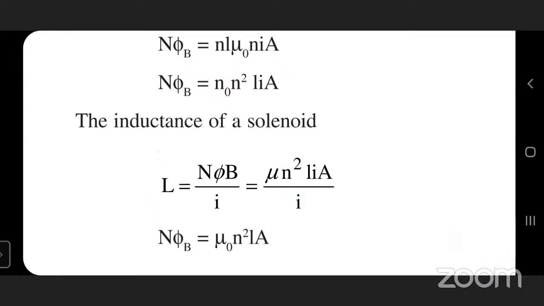Therefore the self-inductance of a solenoid, you know the formula, L equals N phi B by I, where B is the suffix. What is N phi B? Mu naught n square l I A. There is no mu naught written in that equation, so you can correct it. Divided by I, the I gets cancelled. What is the remaining portion here? Mu naught n square l A.